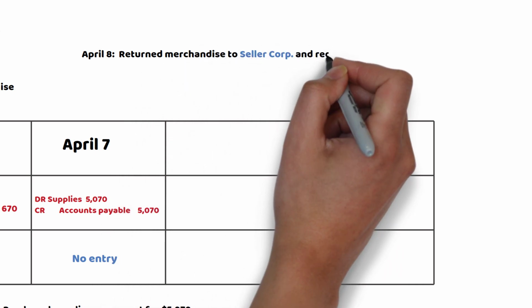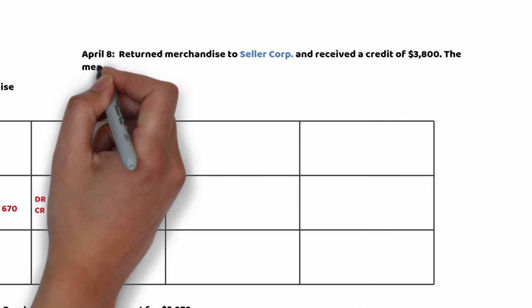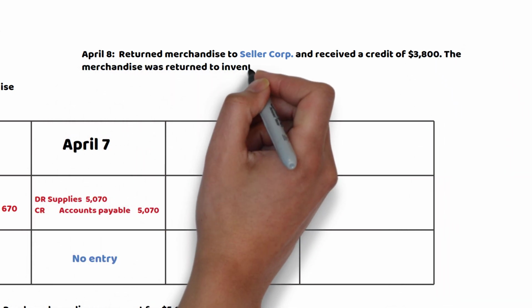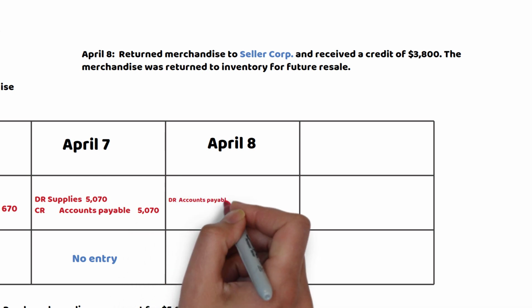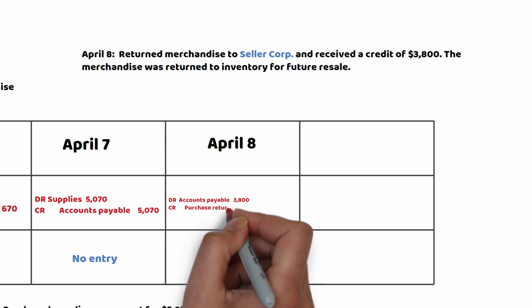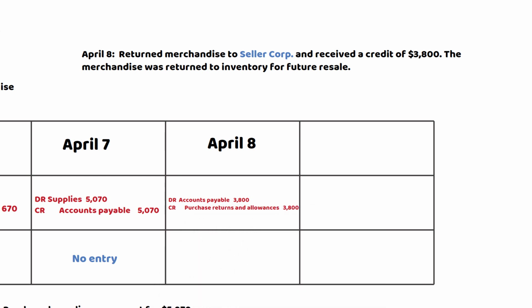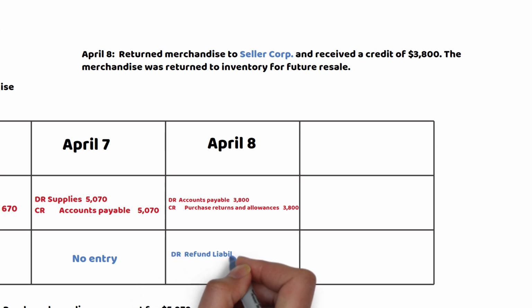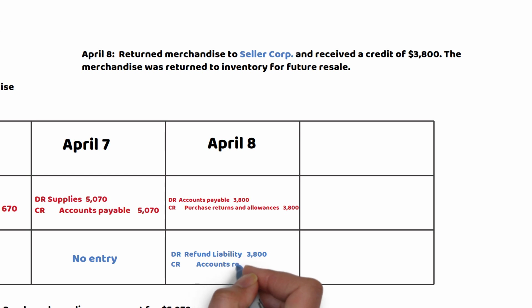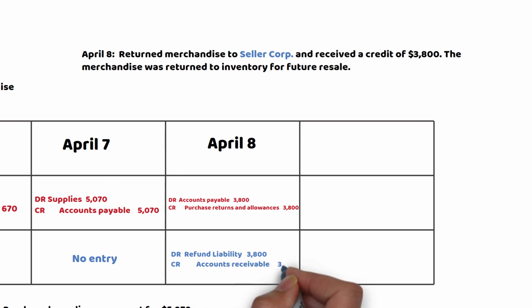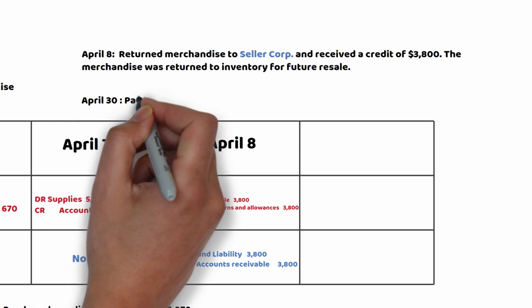April 8th, return merchandise to the Salor Corporation and receive a credit of $3,800. The merchandise was returned to inventory for future resale. So for April 8th, your accounts payable will be reduced by $3,800, and you recognize a purchase return and allowance for $3,800. For the seller, the refund liability is the account to consider the return. That balance is reduced by $3,800 because this is the actual return. Therefore, the receivable balance is also reduced by $3,800.